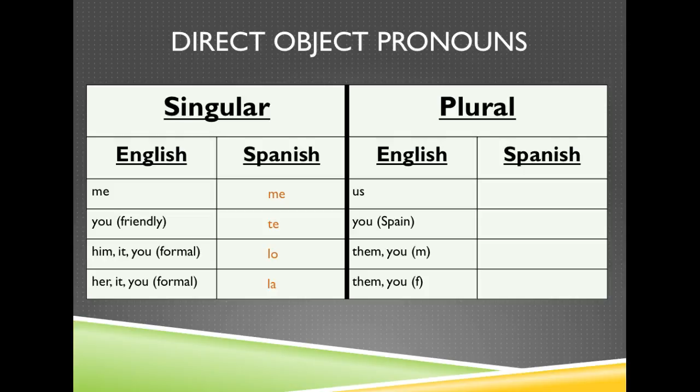Moving on to the plural side of our chart, when we are the recipient of an action or it's being done toward us, we use the direct object pronoun nos. If it's being done toward you, and you is a group of people and we're in Spain, I would use the direct object pronoun os. If it's being done toward them or you guys or the ustedes group when it happens to be males or a mixed group, I would use los. If the recipient of the action is them, they're females, or you guys and you're females, it would be las.